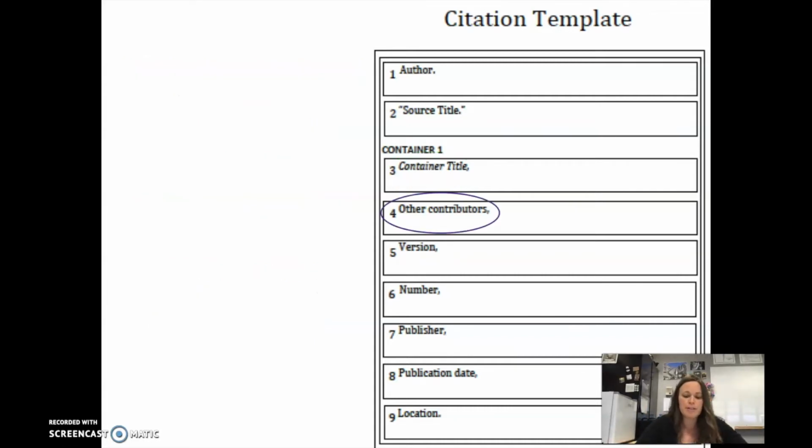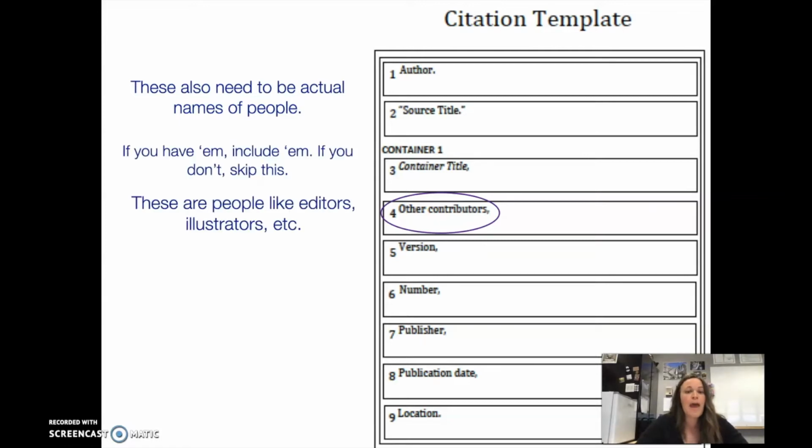Other contributors, similar to the author, you need to have actual names of people for contributors. These, if you have them, great. If you don't, again, just skip them, okay? These are people like editors or illustrators.